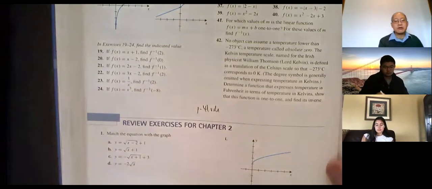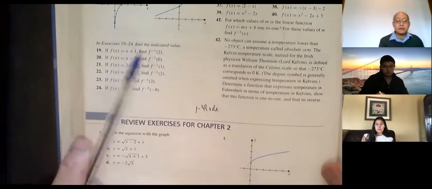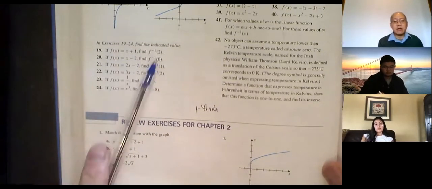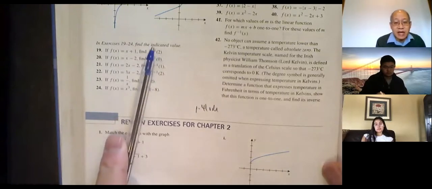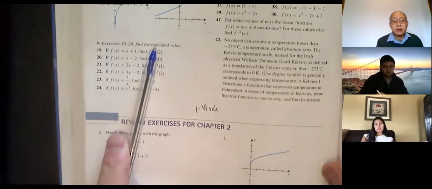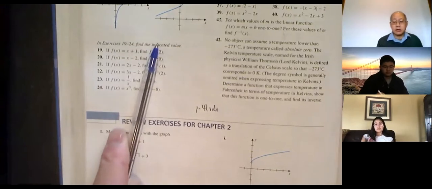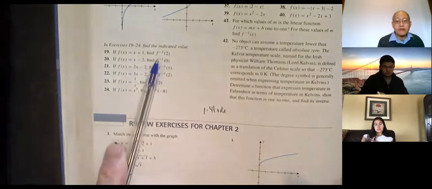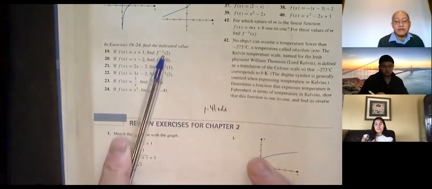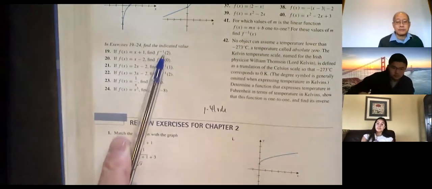I'll just tell you generally what's happening here. They say f of x is blah, blah, blah. Find f inverse or whatever. Now, if they did not give you that -1, let's look at 19. Suppose they didn't have that -1 there. It just says f of 2. Then you know what to do, right? If it's f of 2, you plug in 2. Or if it said for 20, f of 0, you plug in 0.